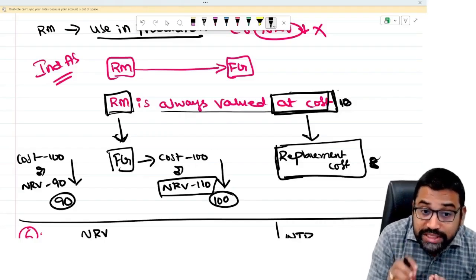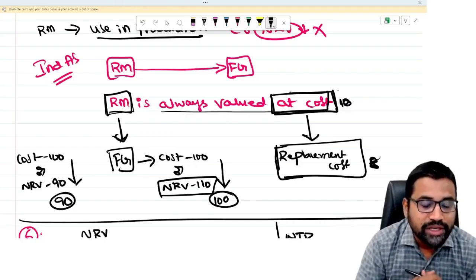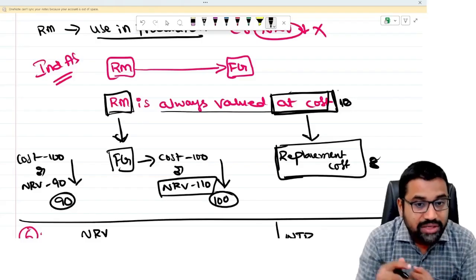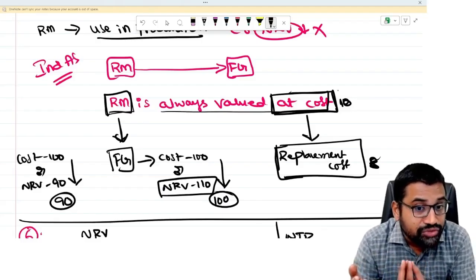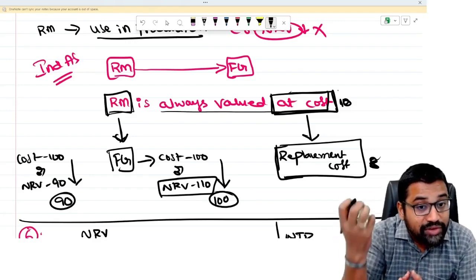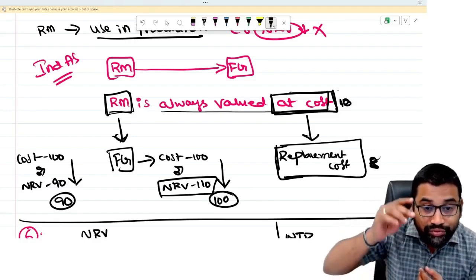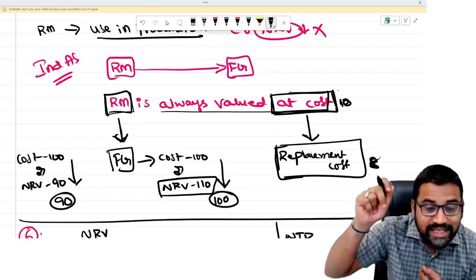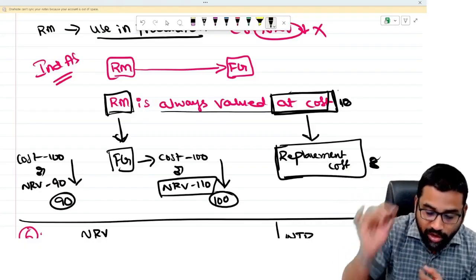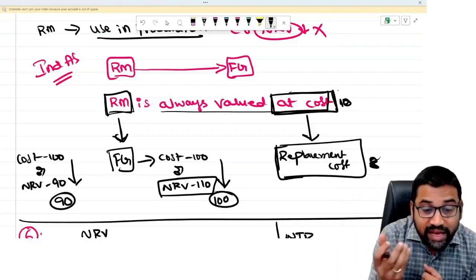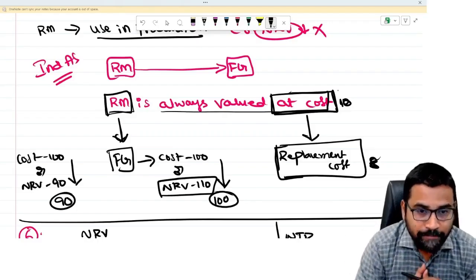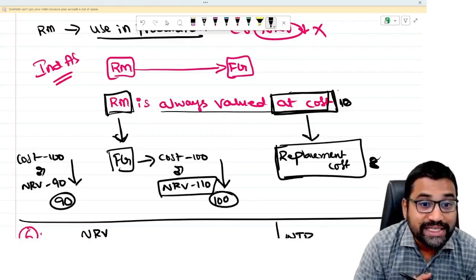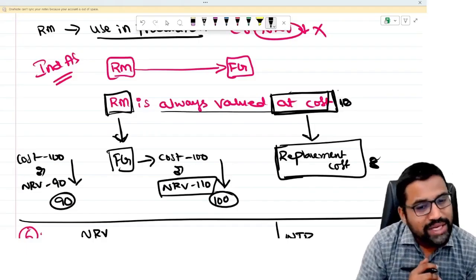Now, if the finished good itself is valued below the cost, then the raw material should also be brought down, because if the finished goods value falls, obviously the raw material value will also fall. So whenever finished goods are valued at their NRV, that indicates it is less than cost, because the formula is cost or NRV, whichever is lower. So the moment you see the finished goods NRV is less than cost, then raw material should be brought to its replacement cost. What is replacement cost?